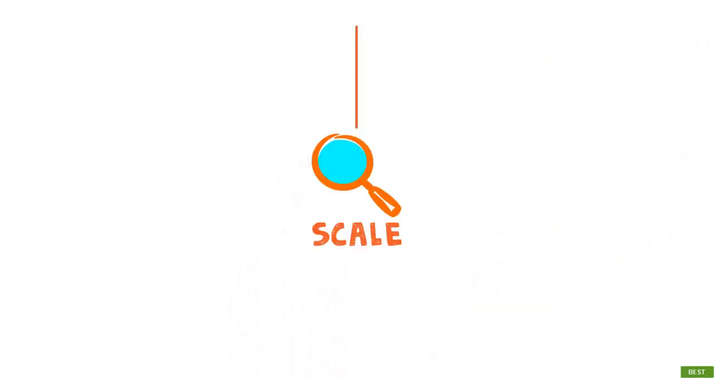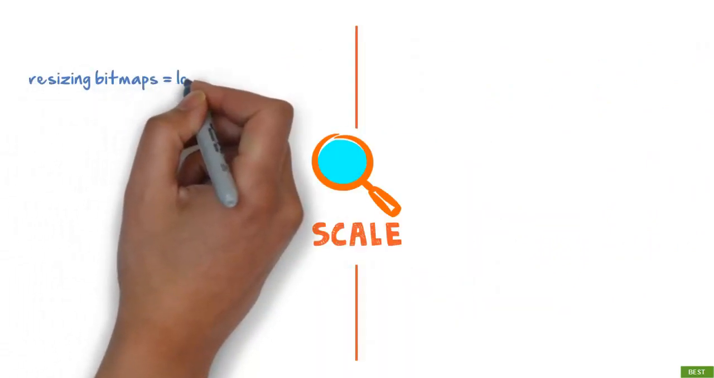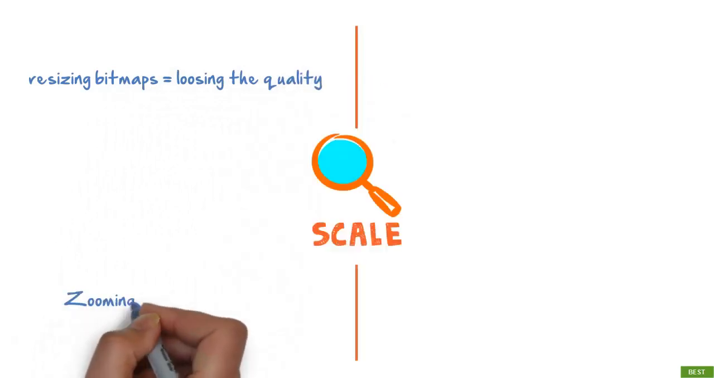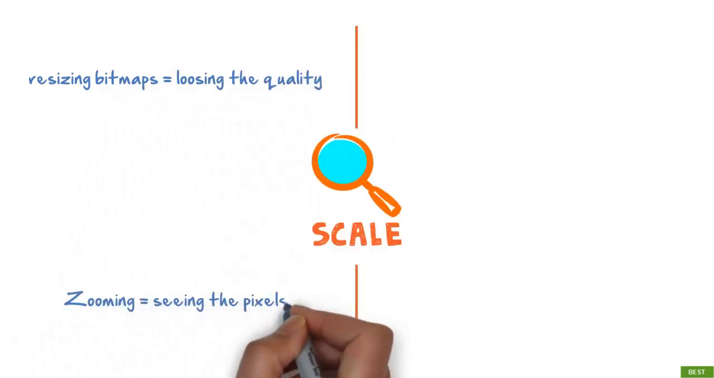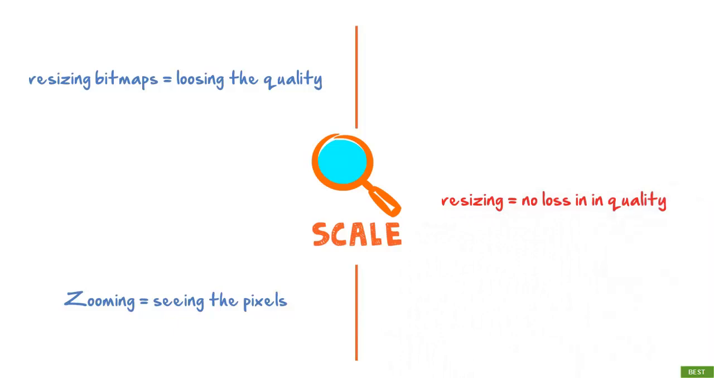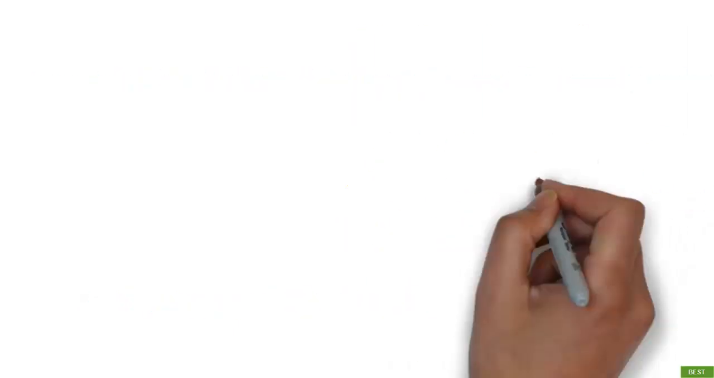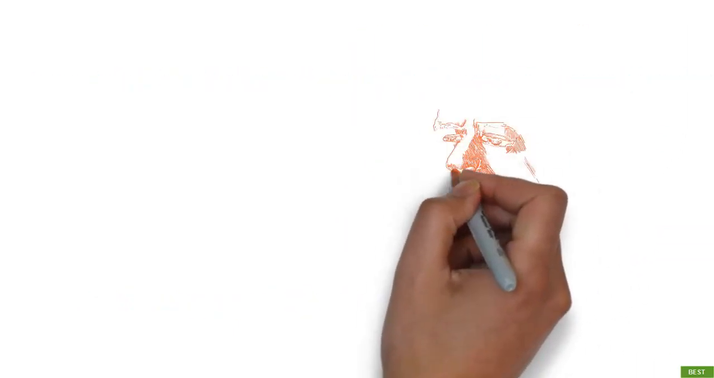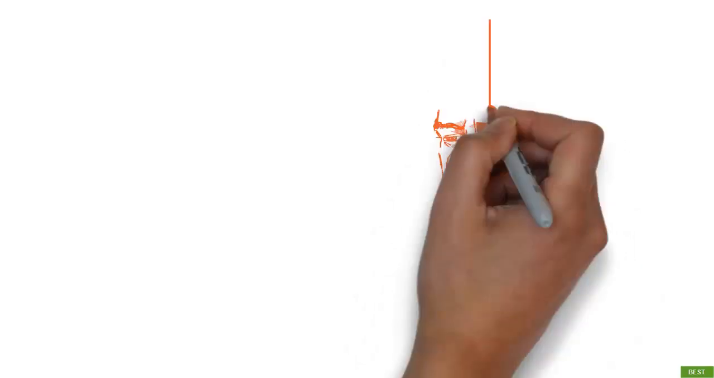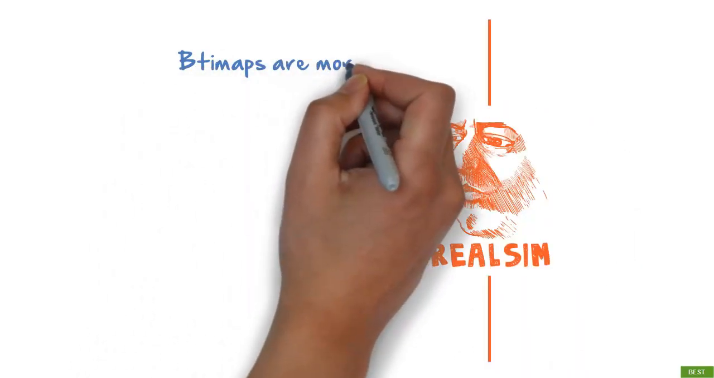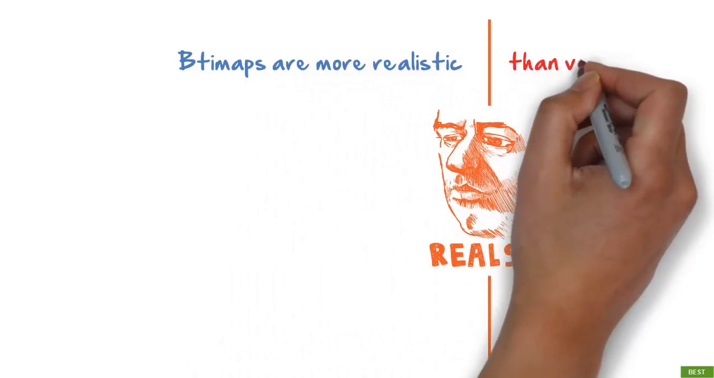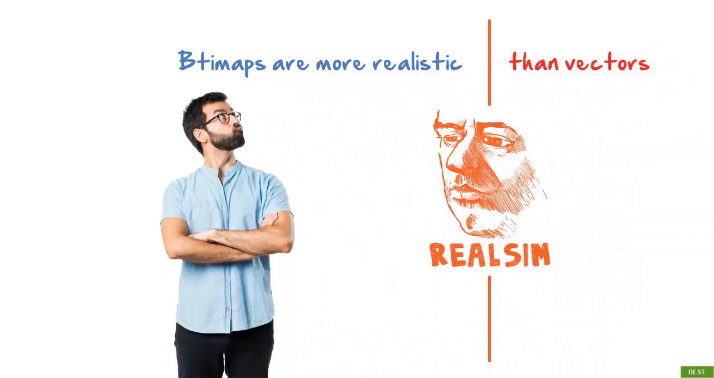For bitmaps, when they are resized, you will lose the quality of the image, and when you try to zoom in, you can see the pixels. For vectors, they can be resized or put at any desired scale with nearly no loss in quality. And when she came to the realism of the image, Tuna started to explain that bitmap images are more realistic than the vector images, and it was seen that he was convinced for the first time.